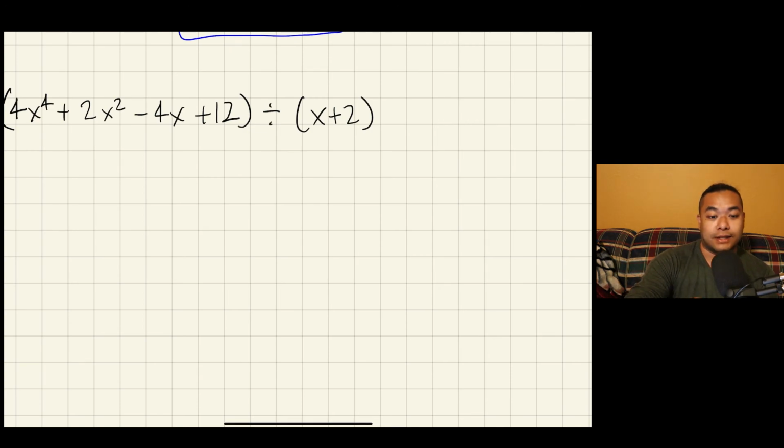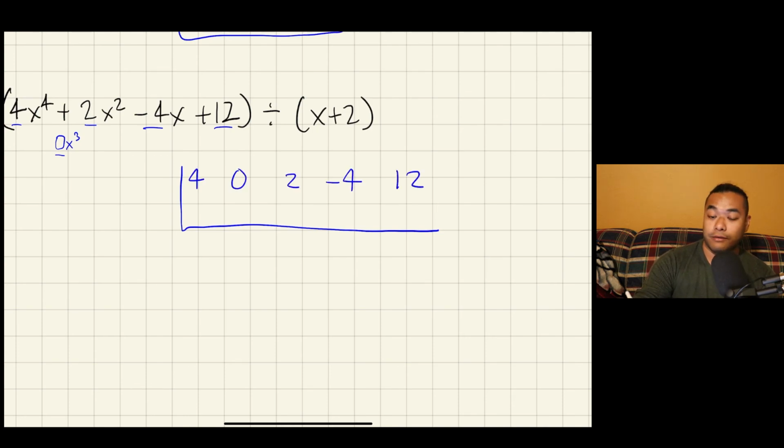Remember, if there is a variable missing, so this is x to the 4th, skipped x cubed to x squared, we need to put a placeholder there. I think that's the only placeholder we need, but that should help. So I'm going to set us up. We have the coefficients of 4. There is no x cubed, so I need to put a 0 there. So let's pretend there's a 0x cubed in between here. So 4, 0, 2, negative 4, and finally 12. Those are going to be our coefficients. Set it up as 4, 0, 2, negative 4, and 12.